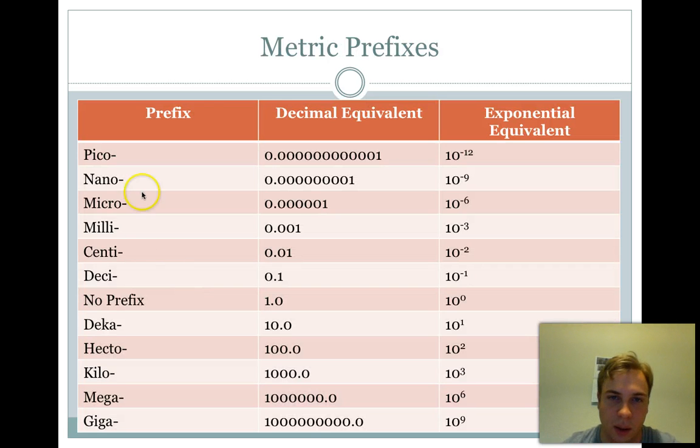Here are some of the prefixes. Pico, and then here's the decimal equivalent, and then basically nano, micro, milli, centi, deci. If it's just regular, there's no prefix. Deca, hecto, kilo, mega, and giga.